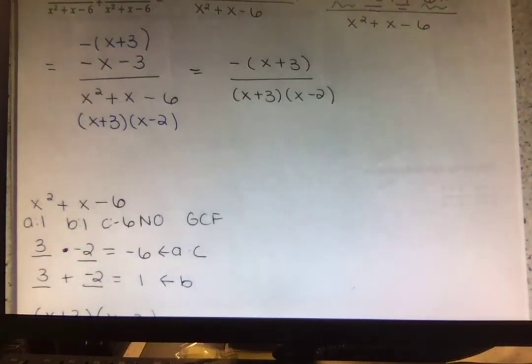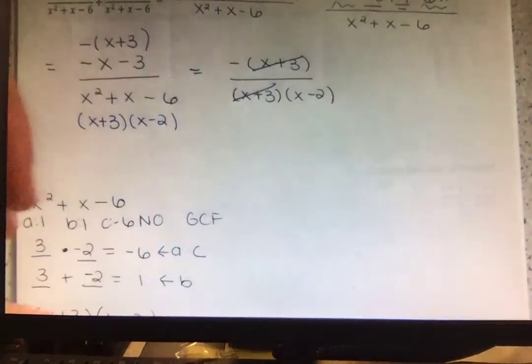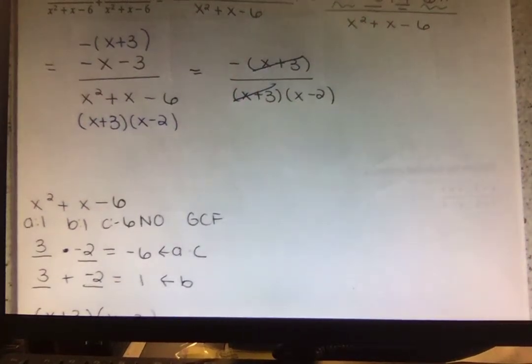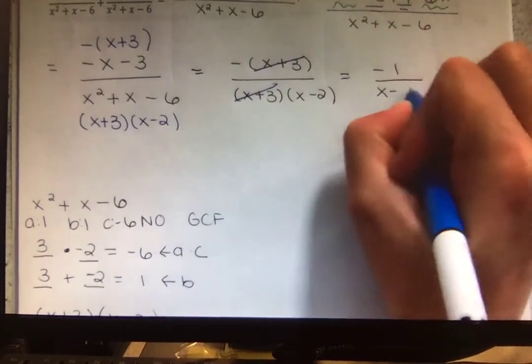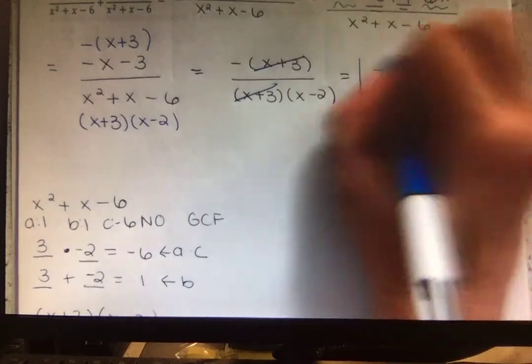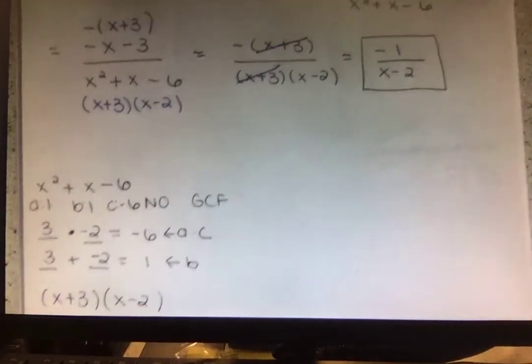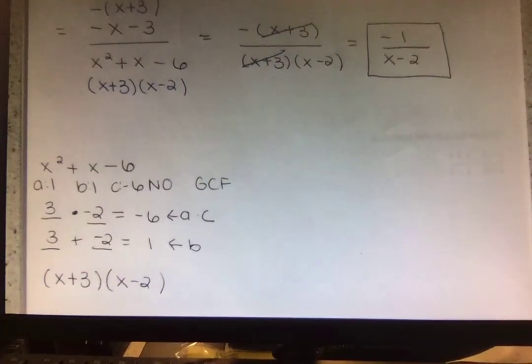What factors can cancel? X plus 3. So up top we are left over with negative 1 all over x minus 2. There's no other factors in common, so that will be our final answer. That is all of Module 7, Homework 2.